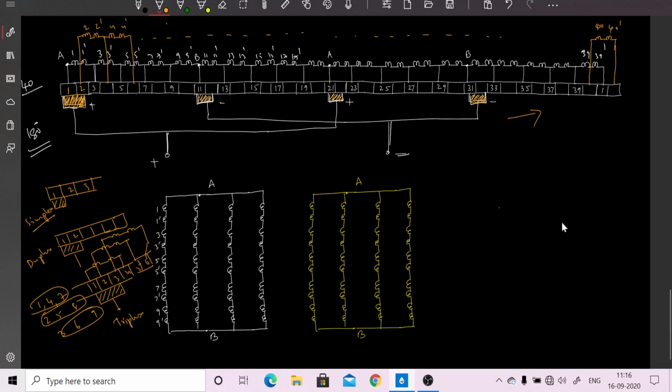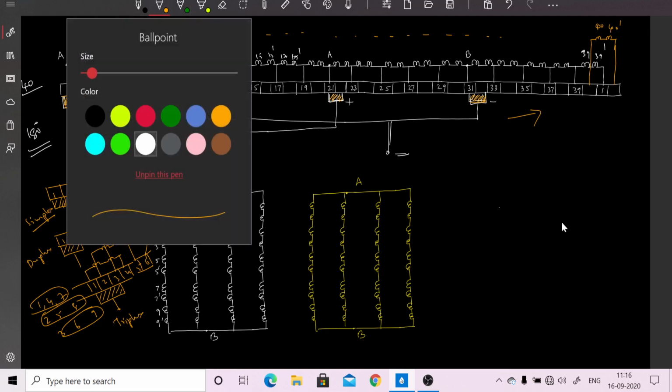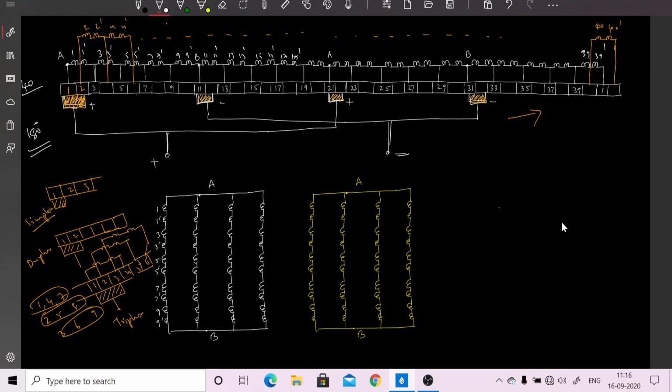Now coming to the parallel paths, if I take the first winding, I draw the windings as I have shown in the previous lectures. So this is positive, this is negative. Between positive and negative, we have 1, 3, 5, 7 and 9. So 1, 3, 5, 7, 9 are connected between positive and negative here.